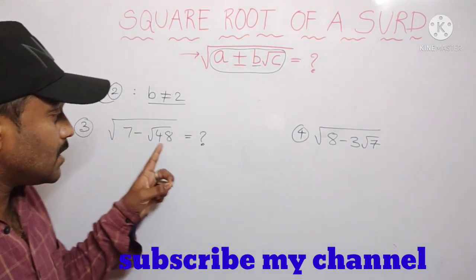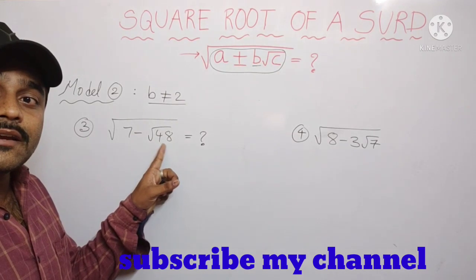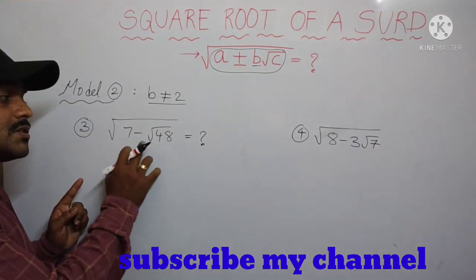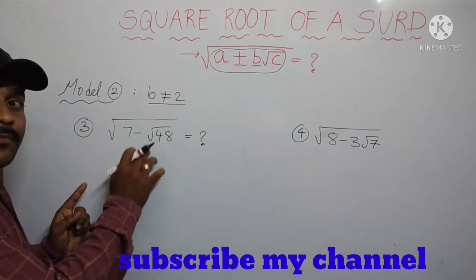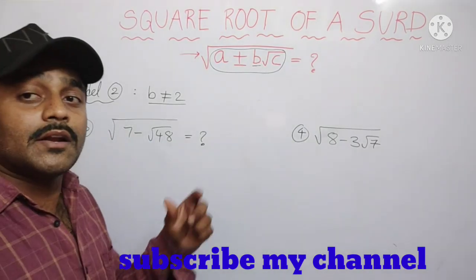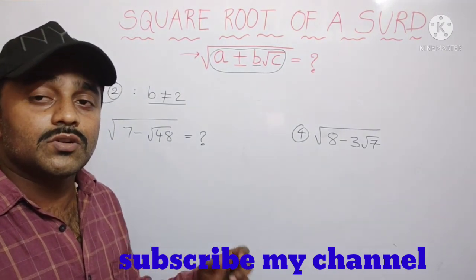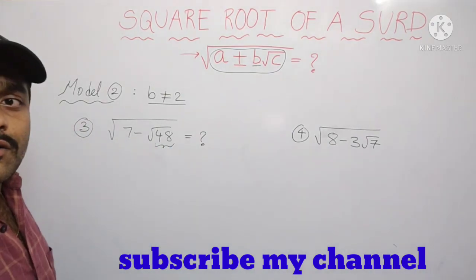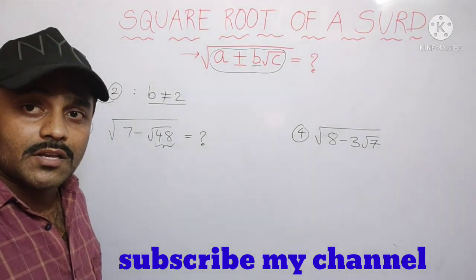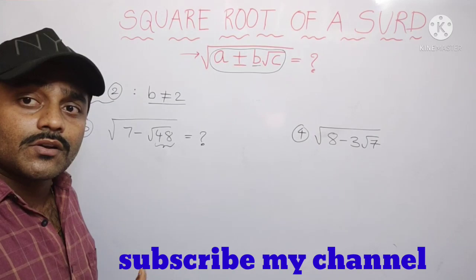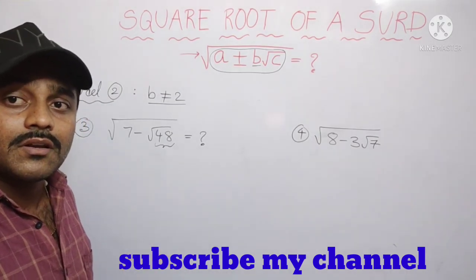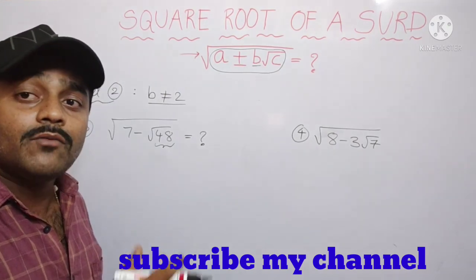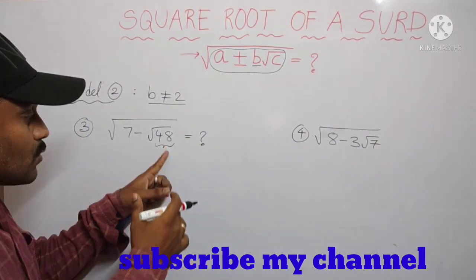One is bringing it from the inside value, inside the square root. We can bring 2 from the number inside the square root, or else we can multiply and divide with 2. So in 2 ways we can do it. First of all, observe what number we have inside the square root. We have 48. If the number inside the square root is a multiple of 4, then we can bring it out of the root.